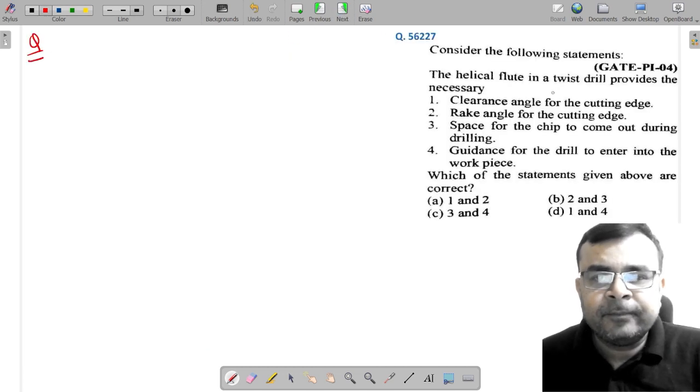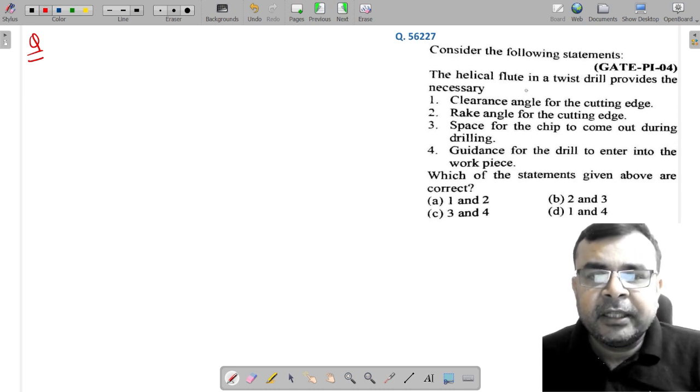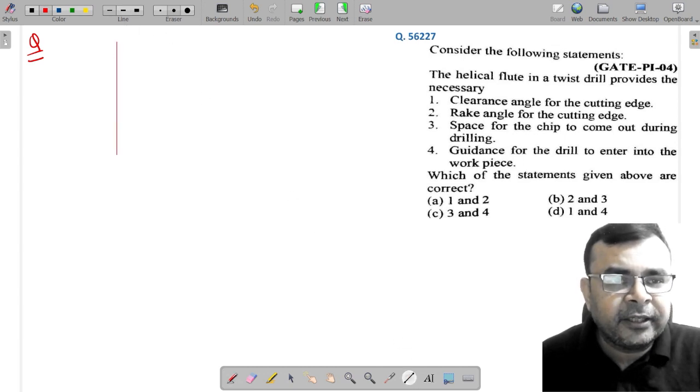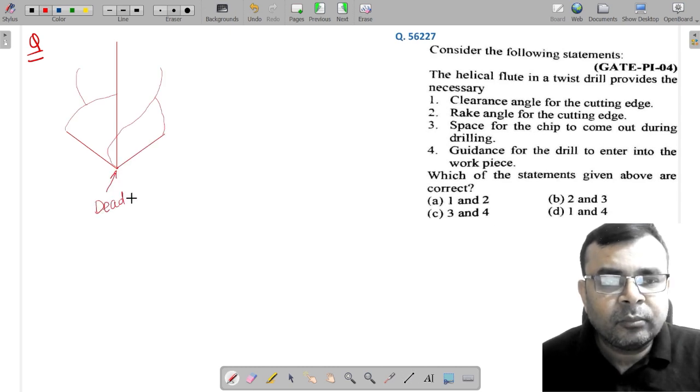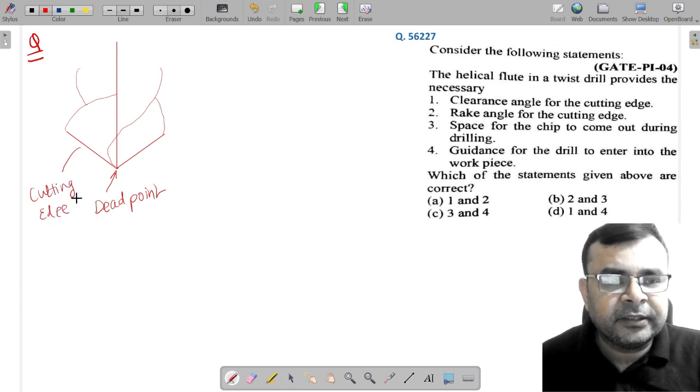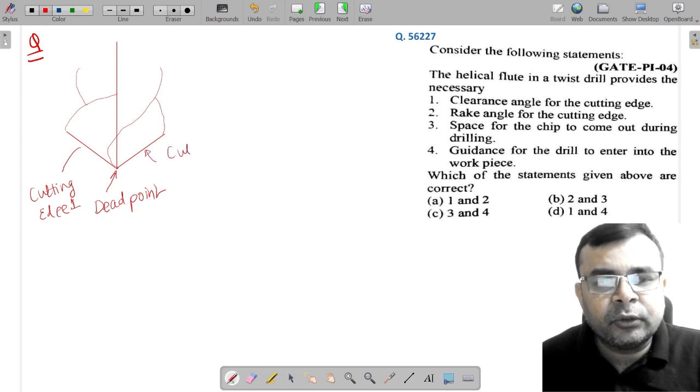Next question, consider the following statement: the helical flute in a twisted drill provides the necessary... So let's suppose first here I am going to draw a helical drill tooth. This is called dead point, or simply we can say dead point only. And this is cutting edge. Let's suppose this is cutting edge 1, and this one is cutting edge 2.